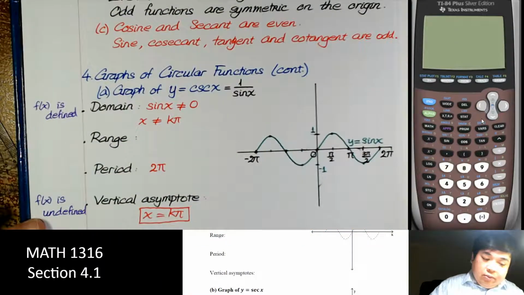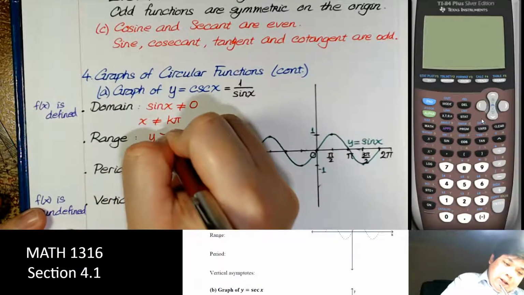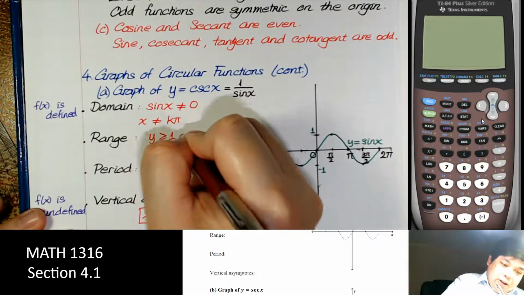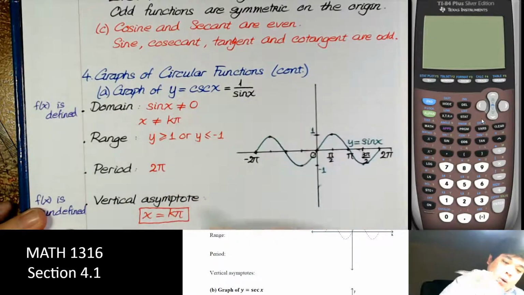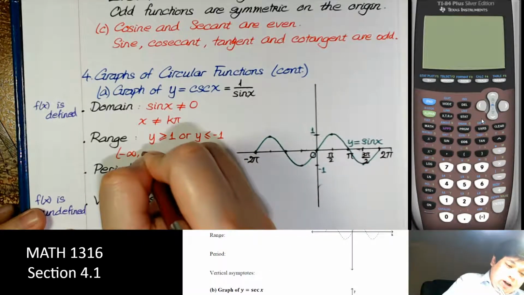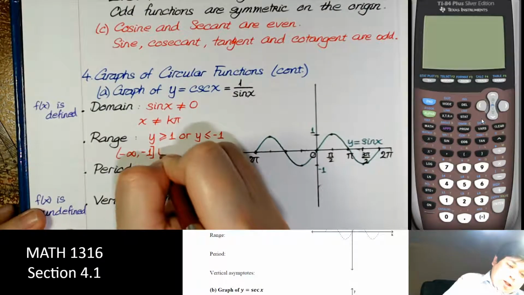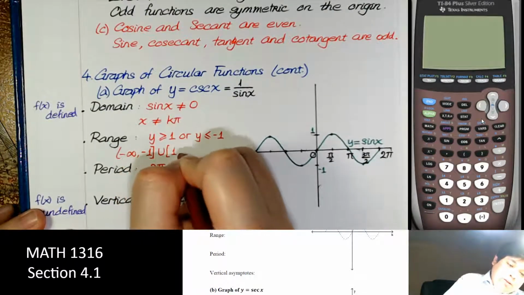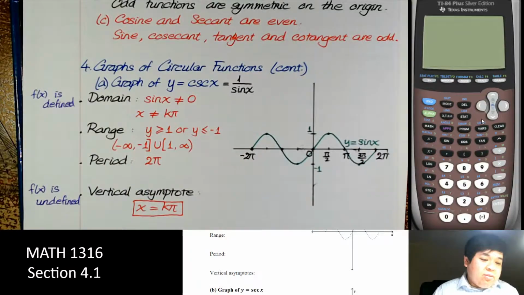So the range will be greater than 1 or less than -1. Or we can say it is negative infinity to -1, union from 1 to infinity. So those are all the characteristics of the cosecant function.